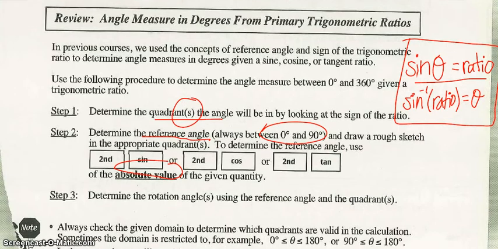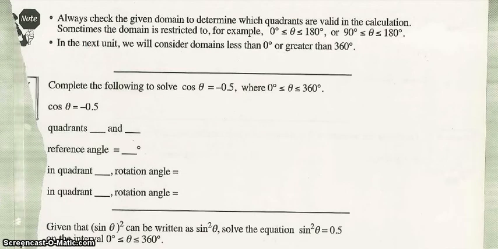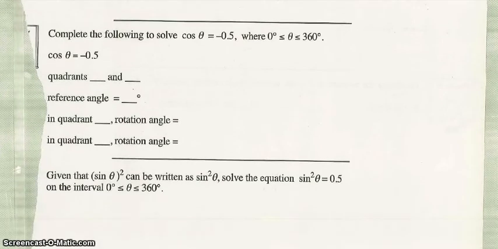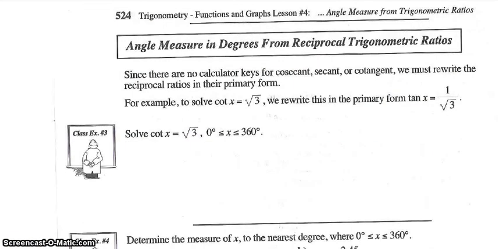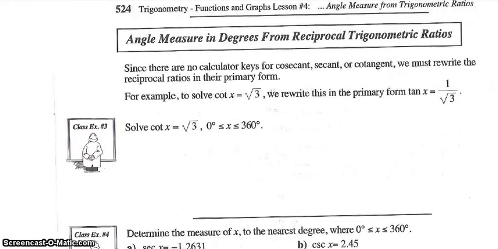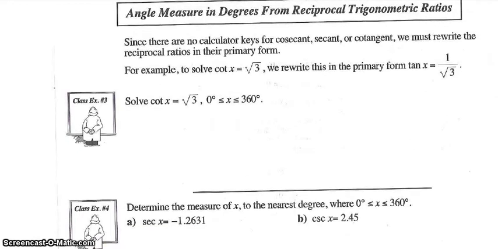Okay, so let's look at an example. We did an example in class. And let's do that again. So I think we did the example here. So let's go to the next page. Let's do exercise 3. Okay, exercise 3. Solve cotangent. Okay, well, it gives you a cotangent, you need to use tangent because the calculator doesn't have any calculator key for cosecant, secant, and cotangent.